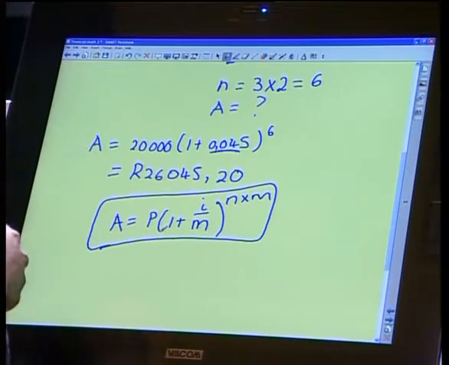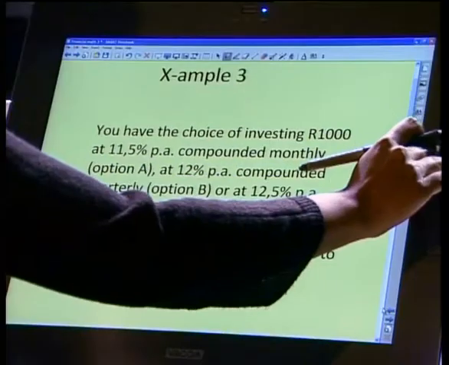Guys, we're going to continue looking now at compound interest and changing compounding periods, and we're going to look and see how it affects the value of an investment. So this is example 3.